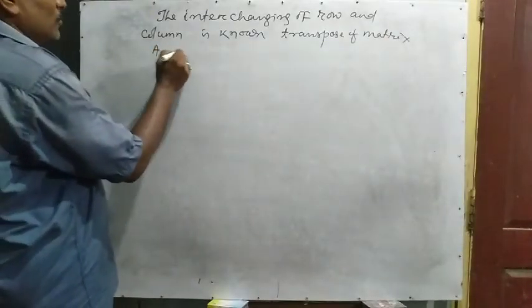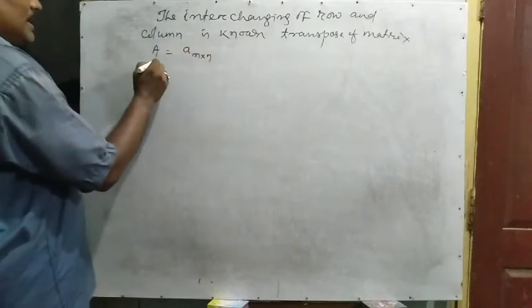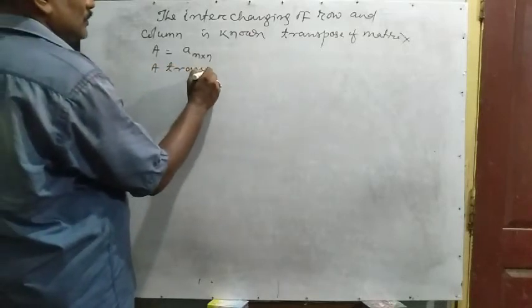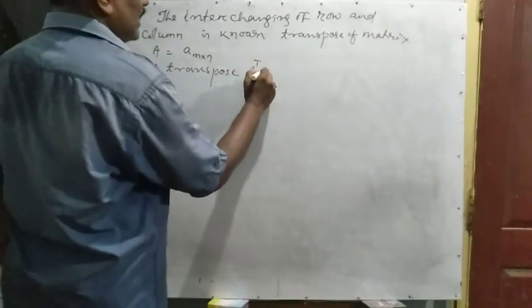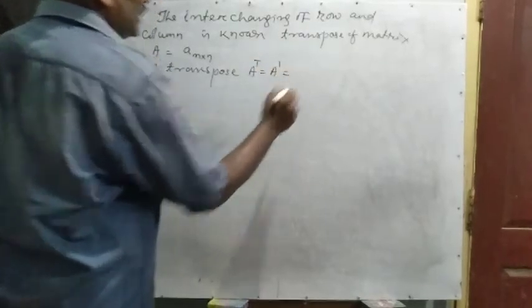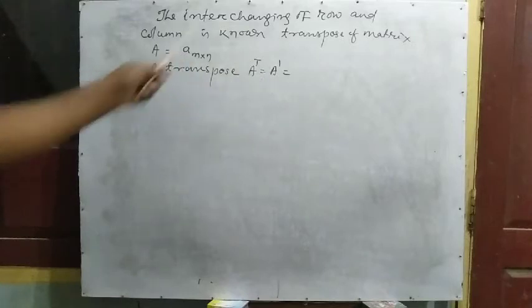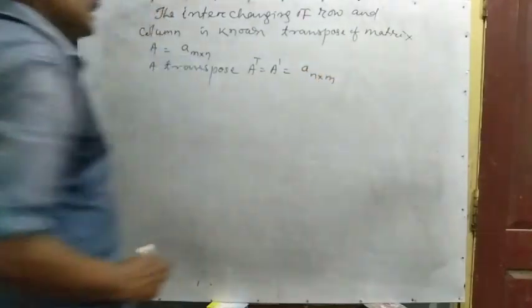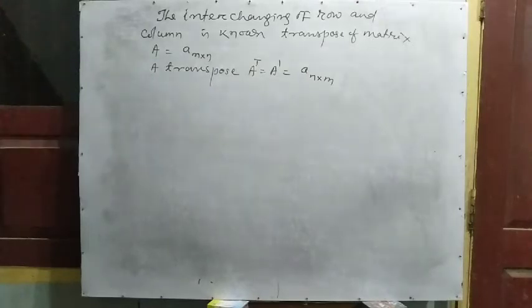So the transpose of a matrix: suppose A is of order m by n. A transpose can be represented by A^T or A prime. You read this one. A transpose can be represented by A^T or A prime. So here it is n by m. Here the order of A equals m by n. The transpose matrix order equals n by m.